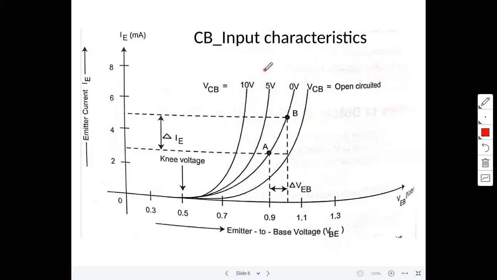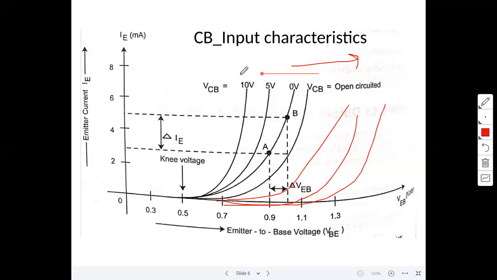Observe here, in CE configuration, as output voltage increases, the graph shifts to the right side like this. Whereas in CB, it shifts to the left side. Okay, that is the relation between the VCB and VBE, right?